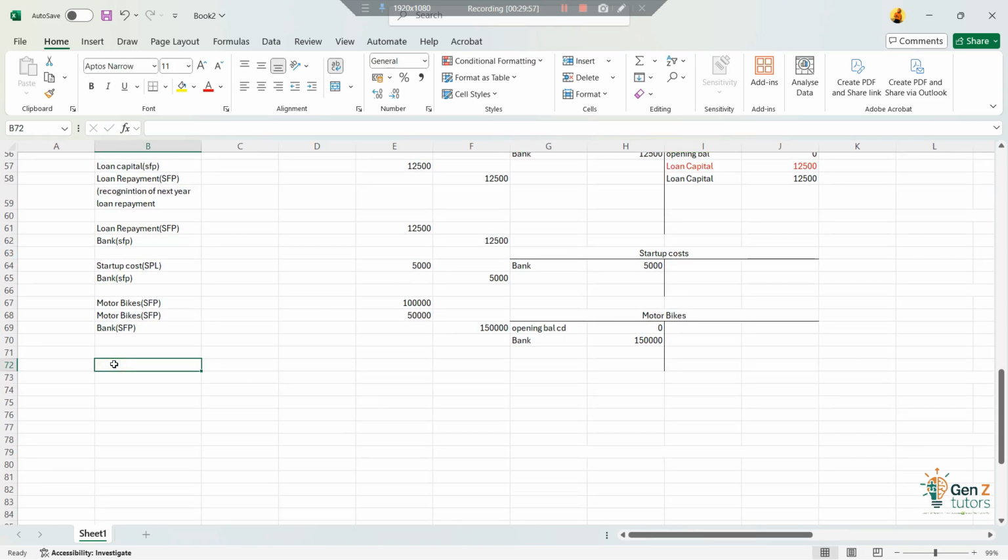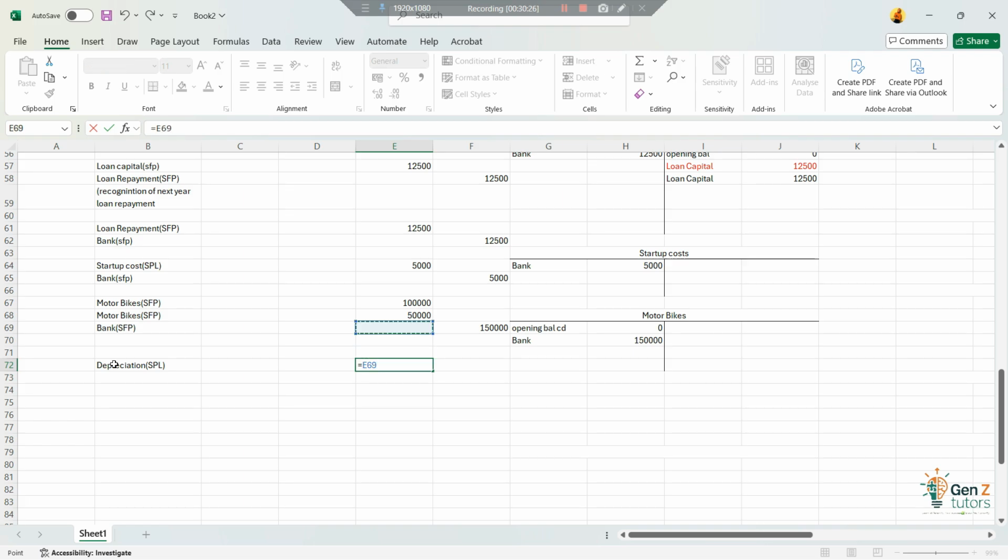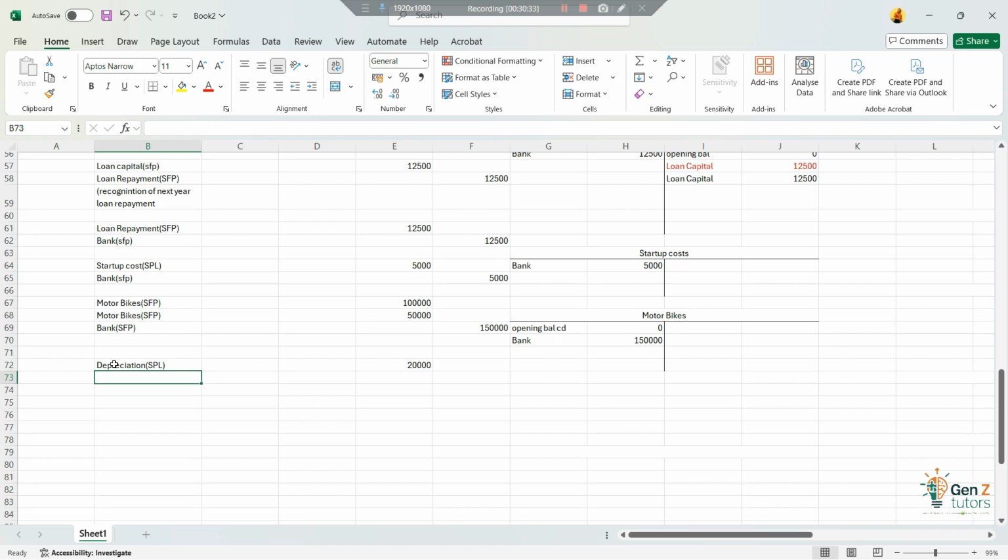After that, these motorbikes have depreciation. So now let's go and account for depreciation while we can still remember. We say depreciation, P&L, SPL, and this is an expense, it has a debit side. This is the first two motorbikes that we had. The total cost of them is 100,000. Now this 100,000 is going to be divided over 5 years, right? So this is the total cost of depreciation for the two motorbikes.